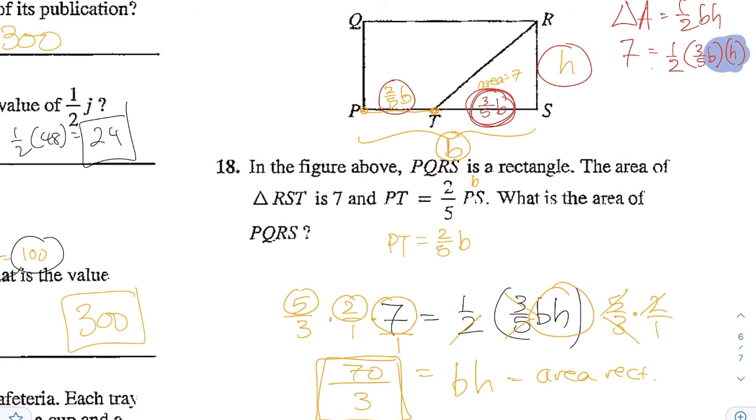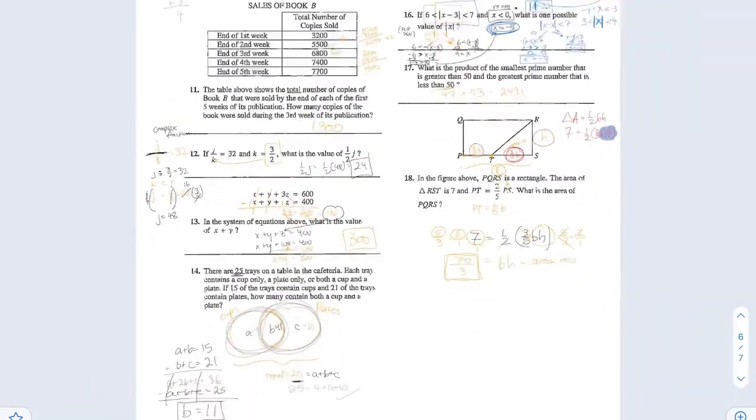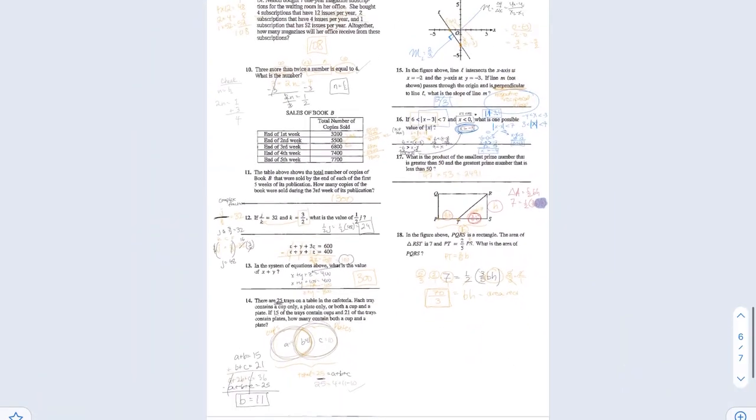We actually figured out the area of the rectangle without using the base and height. We actually don't know what the base and the height are. We don't have enough equations to solve this system, but we know that the area of the rectangle has to be 70/3. All right, and here is the summary for this last page.